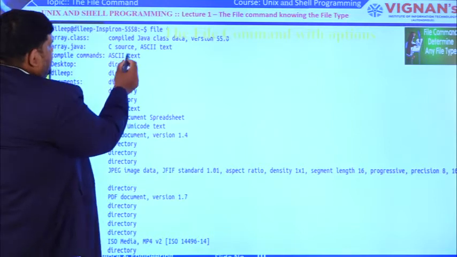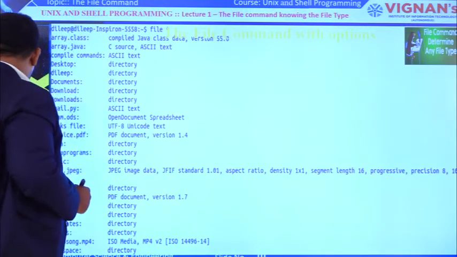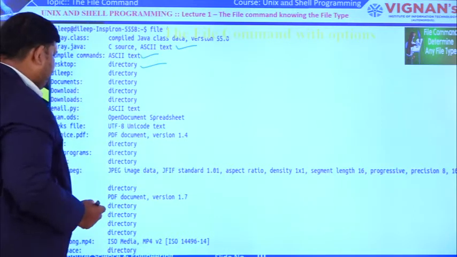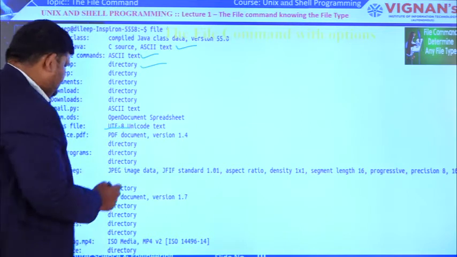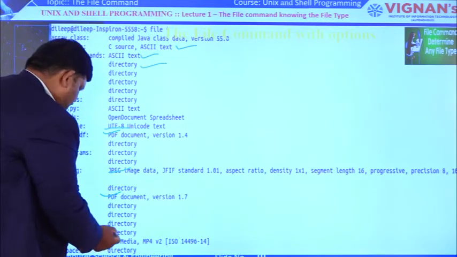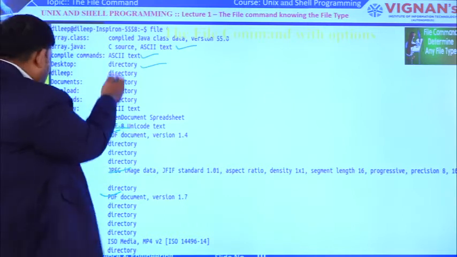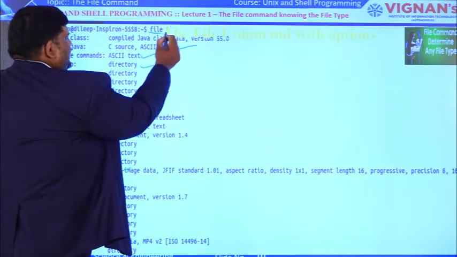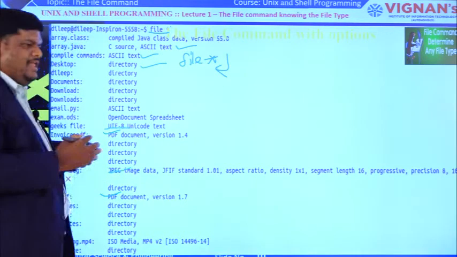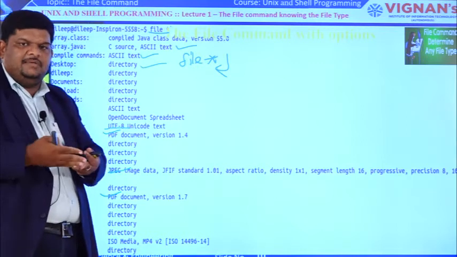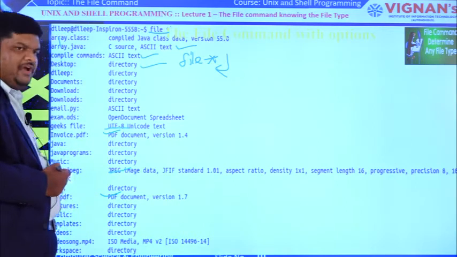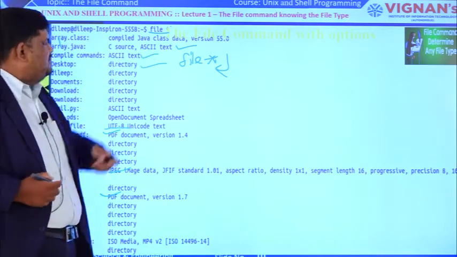If you observe here, this one is C source, ASCII text. It will give ASCII text. Next, it is a directory, UTF-8 format. This one is a PDF document, image file, PDF document, like that it will give. Why did all the files come? Because we are using file space star here. File space star gives all the files present in the current directory with their types as output. So no need to type the file command with separate file names. Straight away it will give if you use the star option.